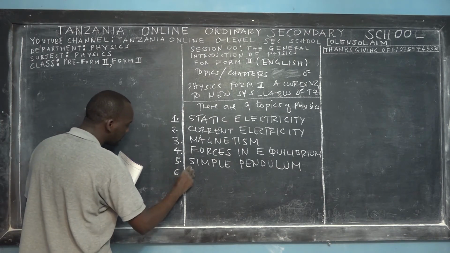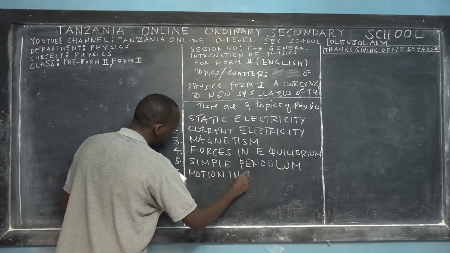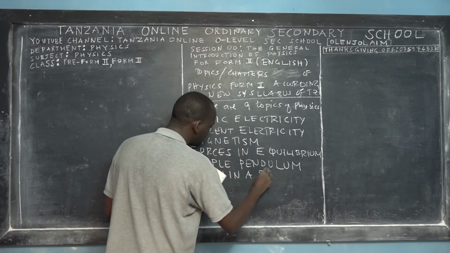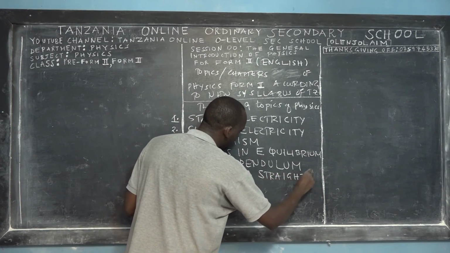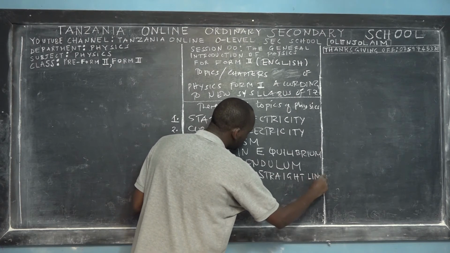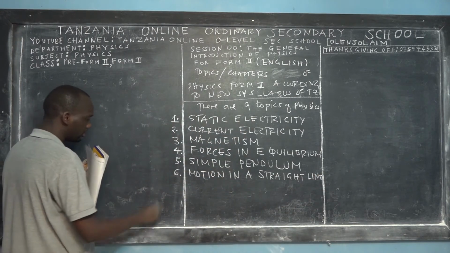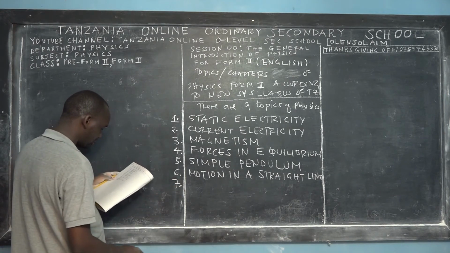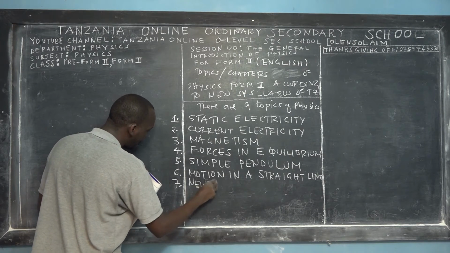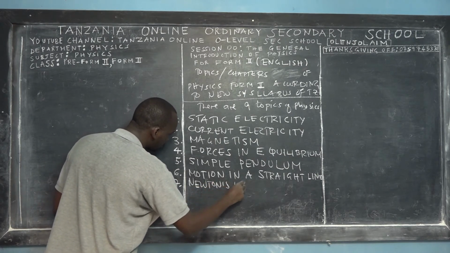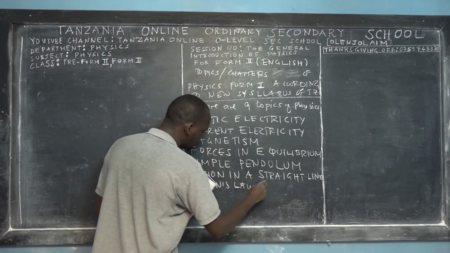Then the sixth topic, we are going to teach you about what? Motion in a straight line. Motion in a straight line, right? That's the sixth topic. The seventh topic for Form 2 that we are going to teach you is Newton's law. A very interesting topic. Newton's law of motion.